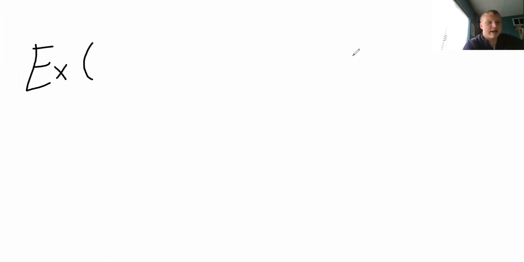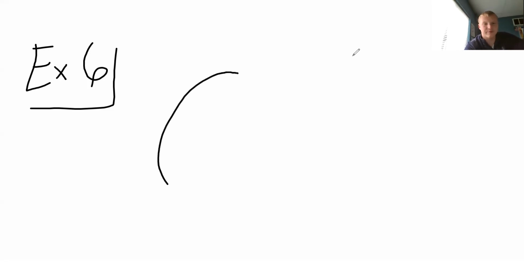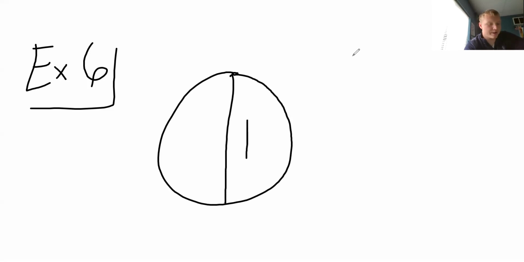Example 6. This is our last one, I think. Okay, example 6. The face of a spinner is divided into 1/2 and 2/4 as shown. What is the probability of the spinner stopping on 3? This is a good one. So half of it is 1, and then it's divided into quarters.